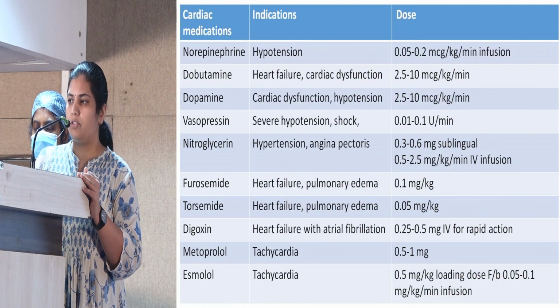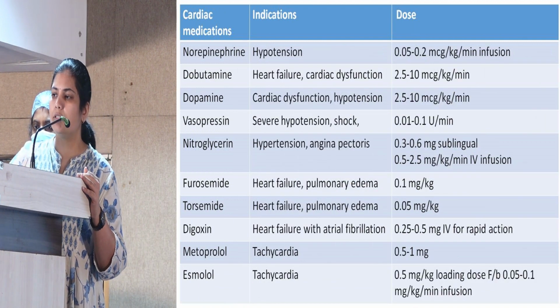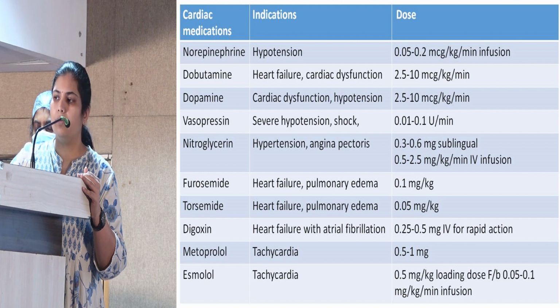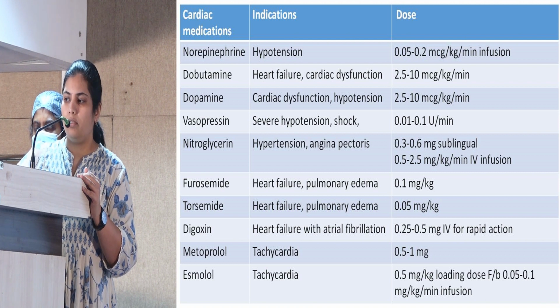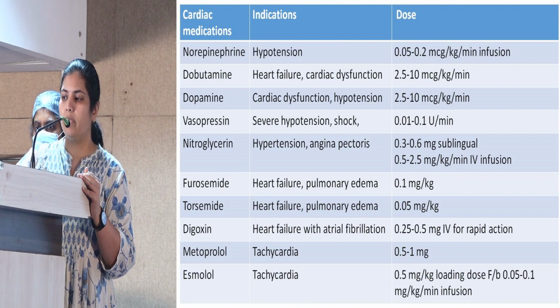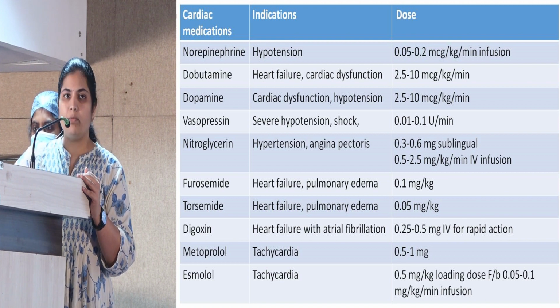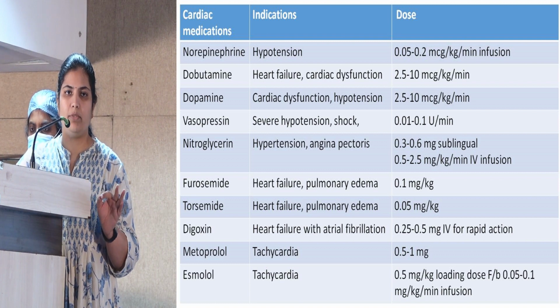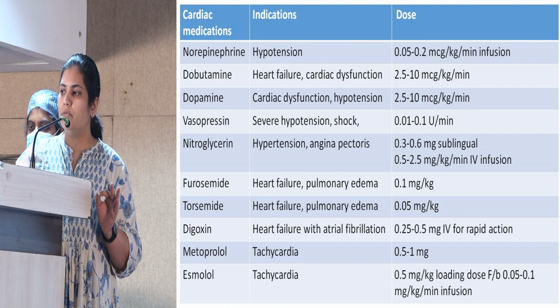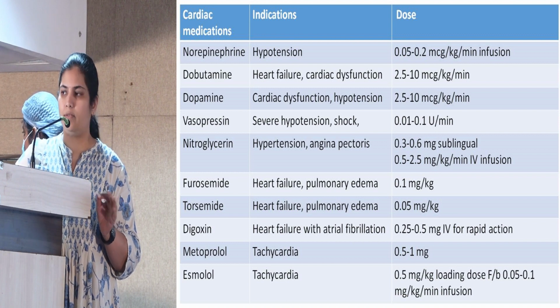Then cardiac medications. These cardiac medications include norepinephrine, dobutamine, dopamine, vasopressin, nitroglycerin, diuretics, furosemide, torsemide, then digoxin, then metoprolol and esmolol. So norepinephrine. Norepinephrine, 1 ampule contains 2 mg. So this is used in case of severe hypotension.